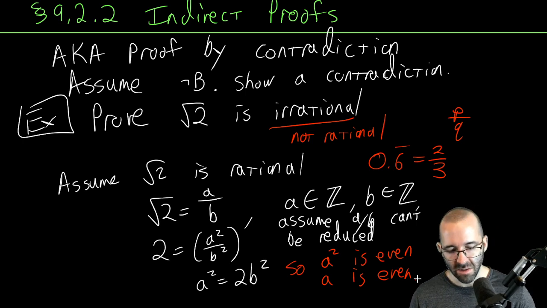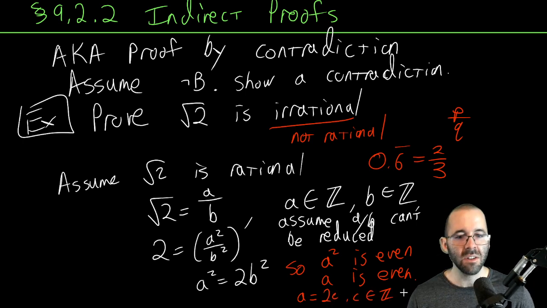And if a is even, what does that mean? What does an even number mean? An even number just means it's double some other integer.